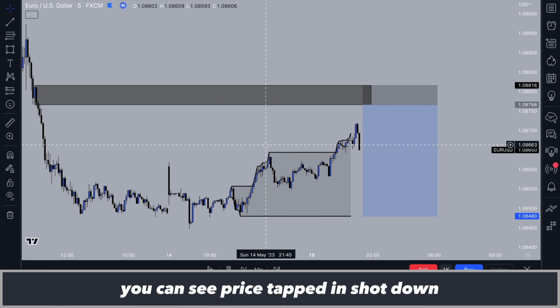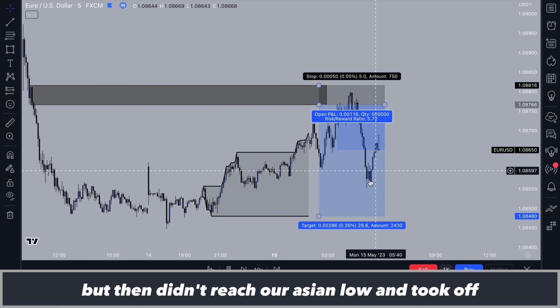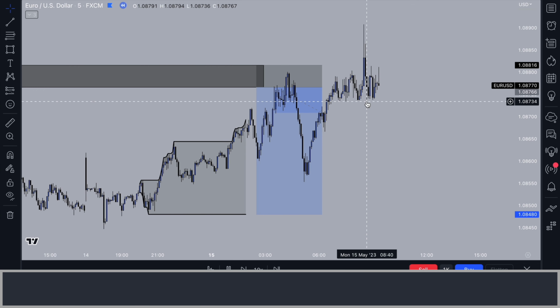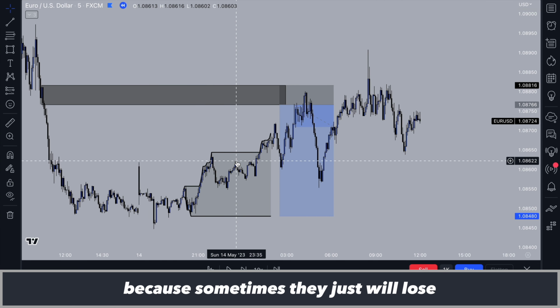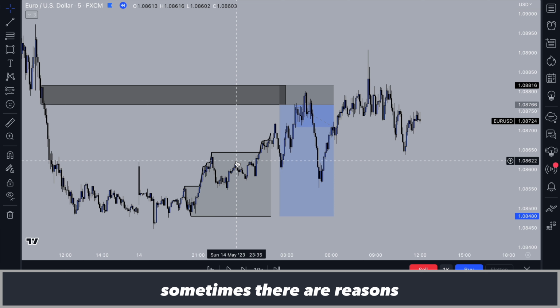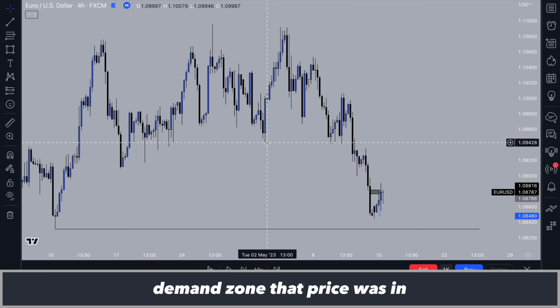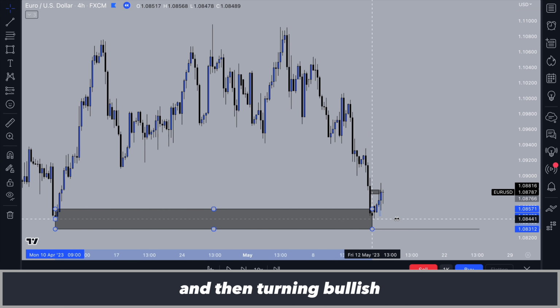So we let that play out. You can see price tapped in, shot down, but then didn't reach our Asian low and took up, eventually hitting the stop loss. And while you shouldn't always look into why your trades lose, because sometimes they just will lose, sometimes there are reasons. And if we go to the 4-hour time frame, you can see that there was actually a demand zone that price was in, and price could have been respecting this and then turning bullish.